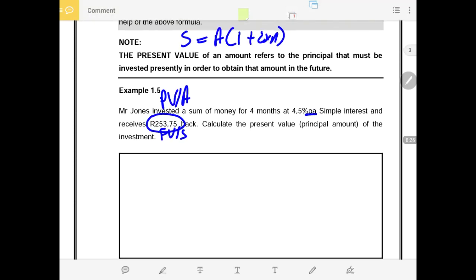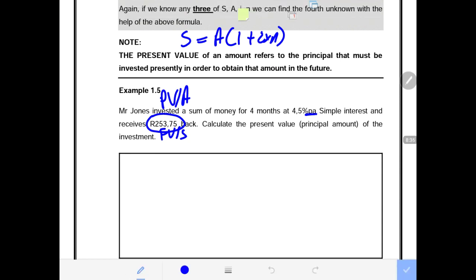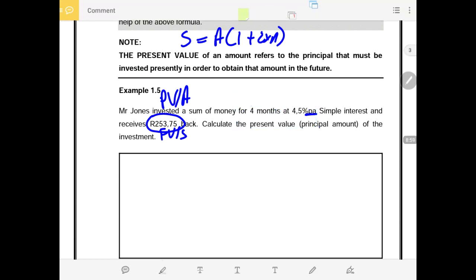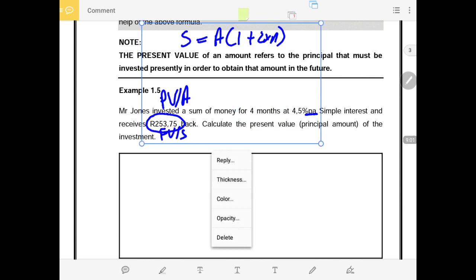Now we are looking at calculating the amount that was invested. And please note that our n is in months, but our n must be converted to be in years, because the interest is in years. That means, in other terms, our n is dependent on the interest. If the interest is per month, then n must also be in months. If the interest is in years, then n must also be in years.